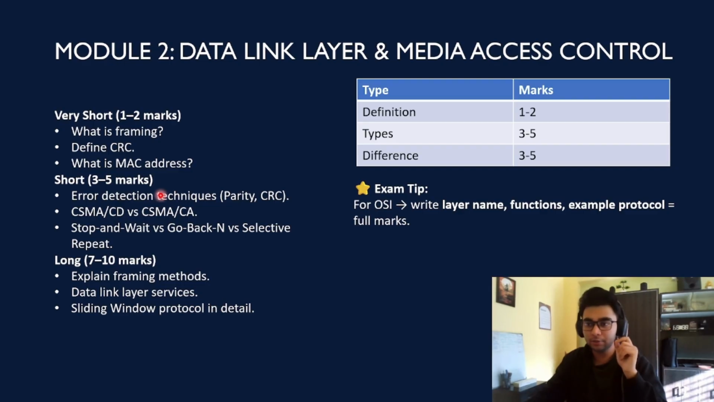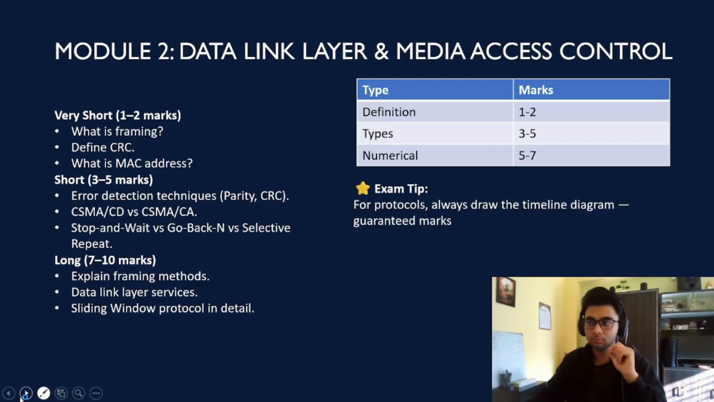The exam tip is you need to draw the diagram. You need to draw a proper diagram of all the protocols, of all the particular techniques. You need to draw the timeline diagram or how the framing is done. Yeah. So for protocols, always draw the timeline diagram. It gives you guaranteed marks.